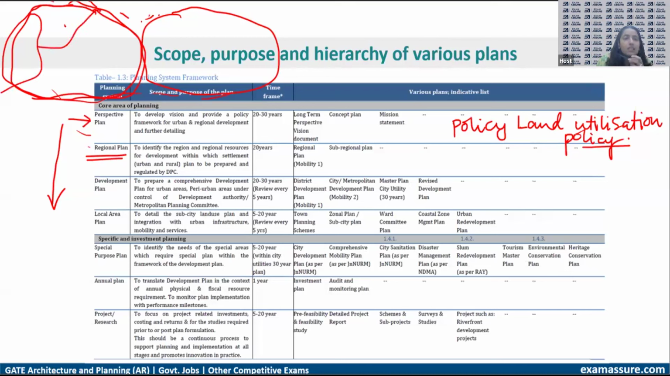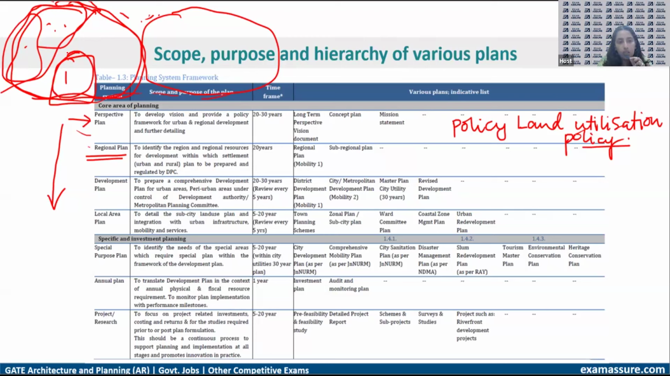It could be for the entire state, or maybe for two districts put together, forming one regional plan, or in some states, it is a regional plan for a district. So the particular administrative boundary of a district is taken up and a regional plan is prepared for that. So it completely varies from state to state in the Indian context.